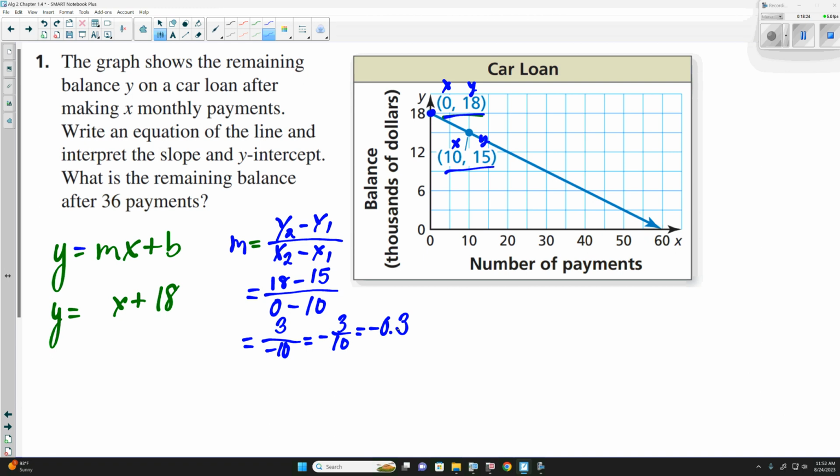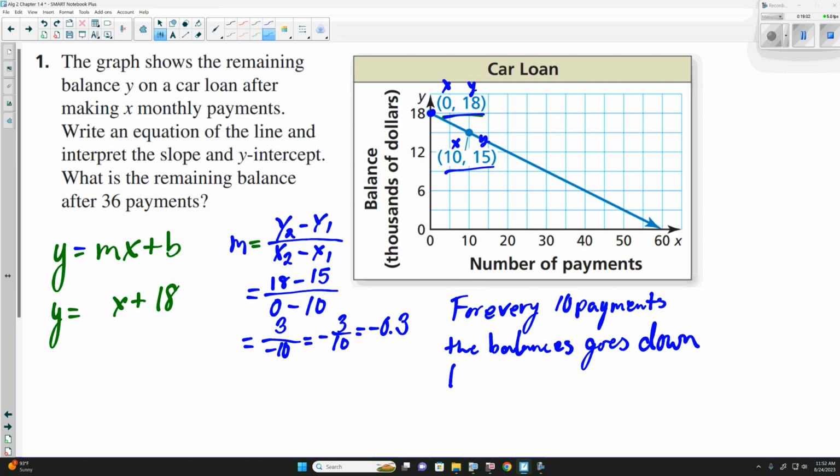But what that's telling us, if we interpret the slope, because the top is how much money? 3, and the bottom is the number of months. So we're saying for every, we'll always do x first, every 10 payments, the balance goes, what, up or down? Down. We'd hope it'd go down, wouldn't it? By how much?